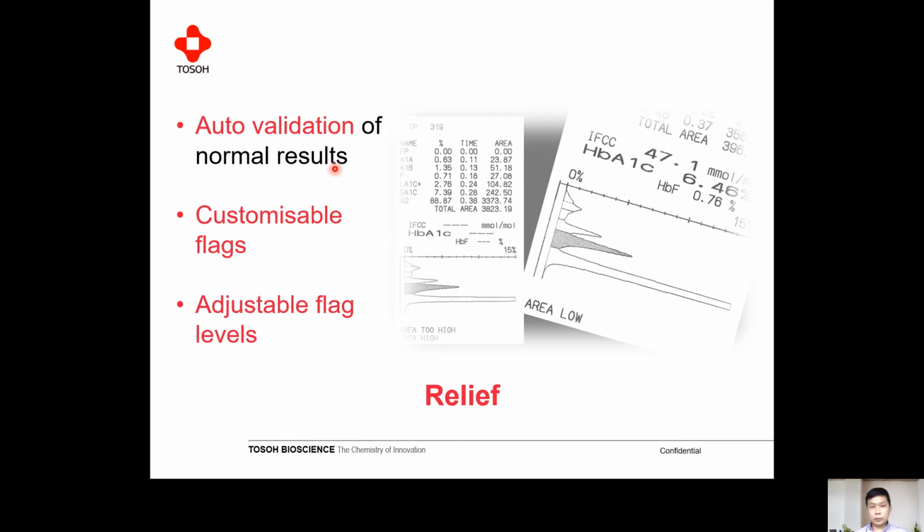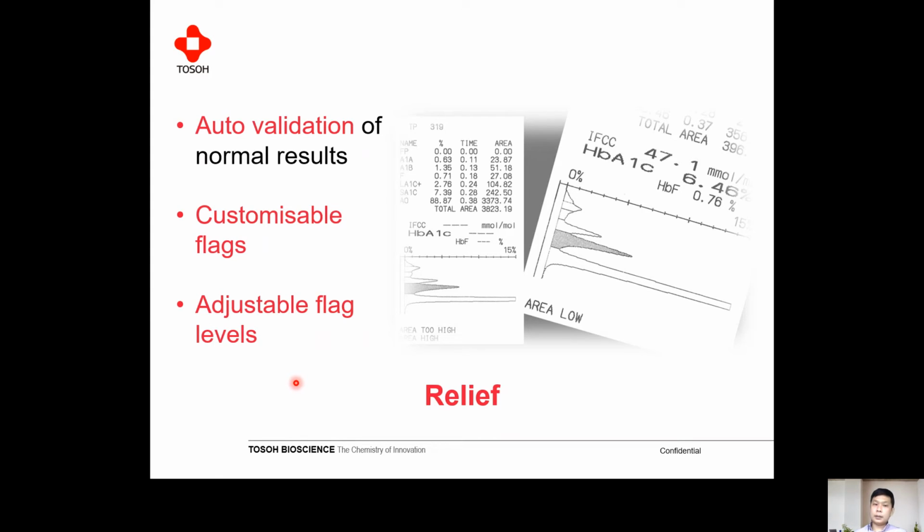I mentioned earlier about auto validation of normal results. The flags are programmed inside. However, it is customizable to different values, but we have a preset flag installed in the system. And then the adjustable flag level, meaning whether to report this result or not to report this result, can be configured as well. So we have very full customization of flags available.